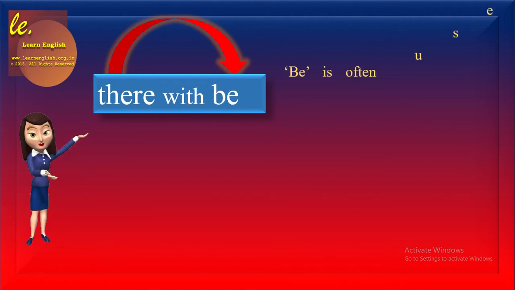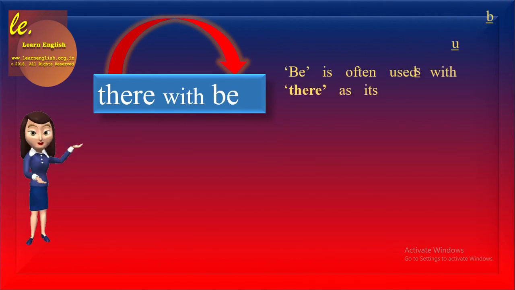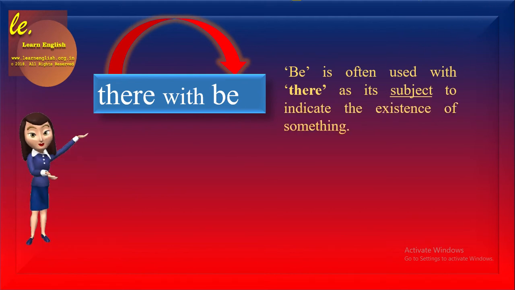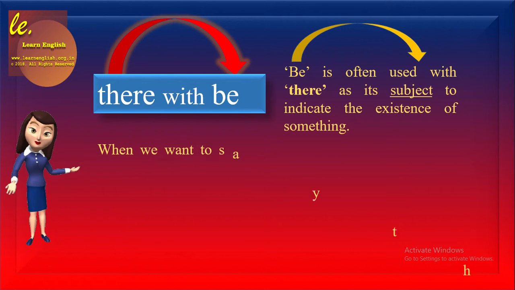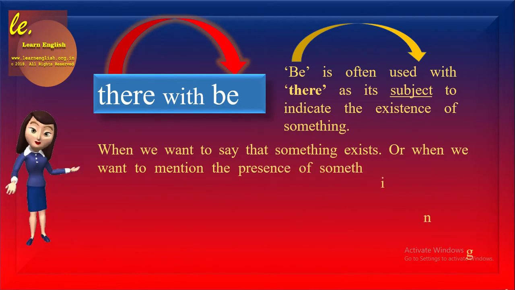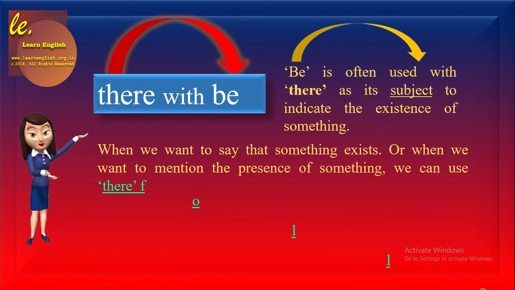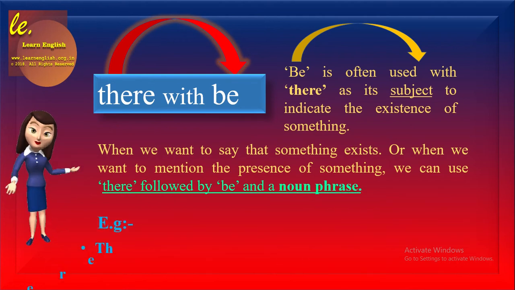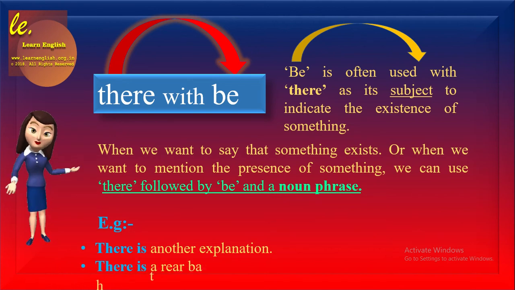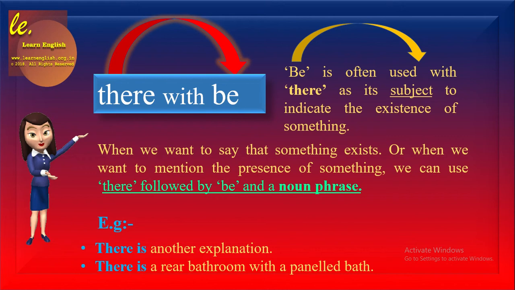There with be. Be is often used with there as its subject to indicate the existence of something. When we want to say that something exists, or when we want to mention the presence of something, we can use there followed by be and a noun phrase. Example: there is another explanation. There is a rare bathroom with a paneled bath.